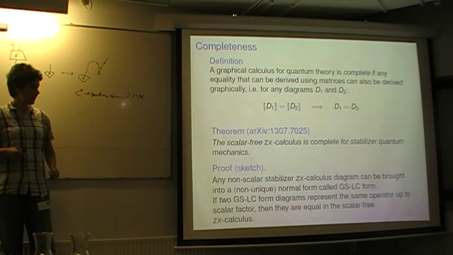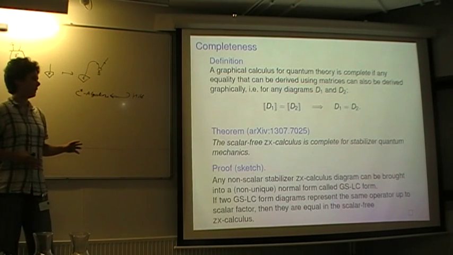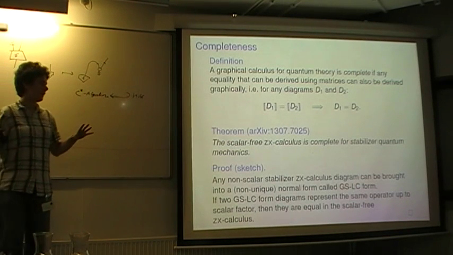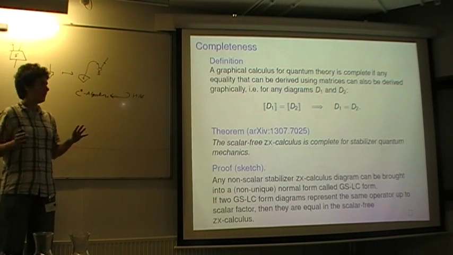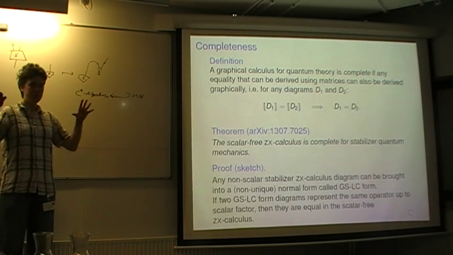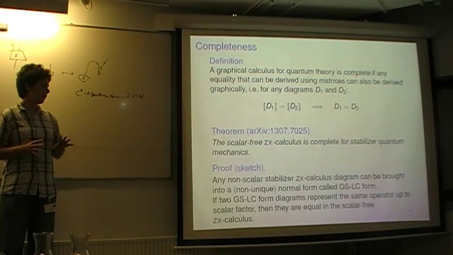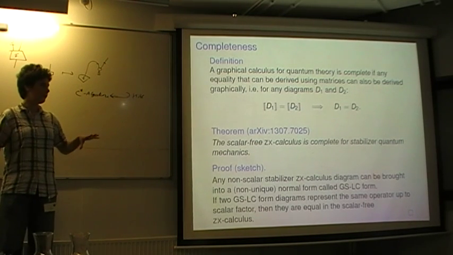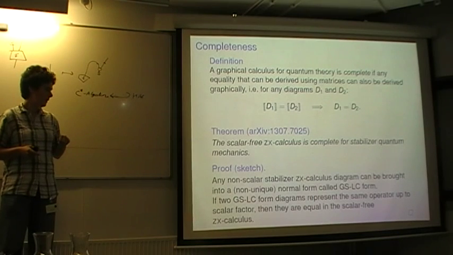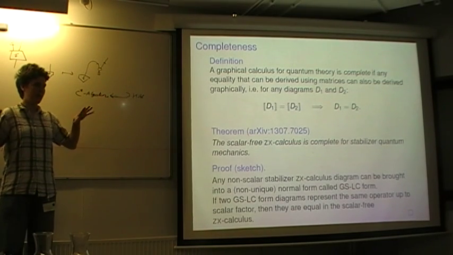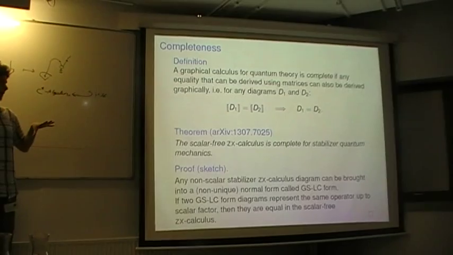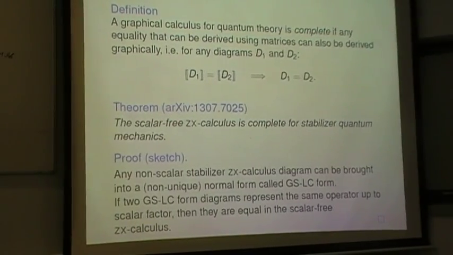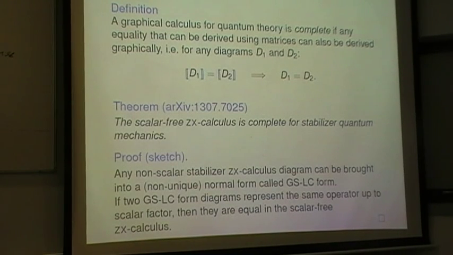And what I talked about 3 years ago was that the scalar-free ZX calculus is complete for stabilizer quantum mechanics. So I showed a way of taking an arbitrary non-scalar diagram in the stabilizer ZX calculus, bringing that into some sort of normal form, which is not actually unique, but which does allow equalities to be derived straightforwardly between two diagrams that are both given in this normal form. And in that way, any equality between arbitrary scalar-free stabilizer diagrams can be derived, as long as this corresponds to a matrix equality that holds up to scalar factor.